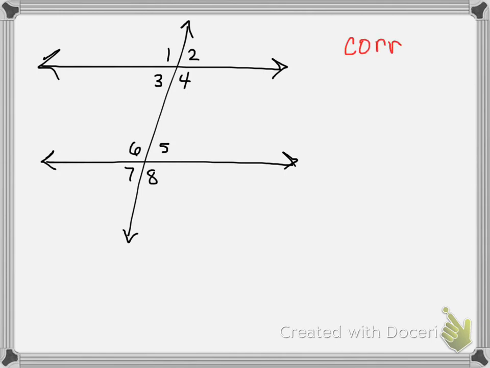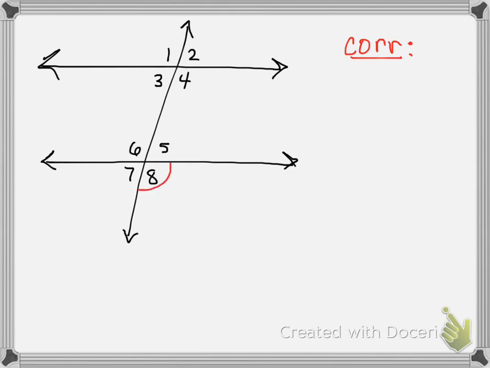So the first type of angles are corresponding angles. And there are various types of corresponding angles that we could have. Corresponding angles are basically in the same spot. They correspond to each other. One's on the inside of the parallel lines and one's on the outside of the parallel lines.